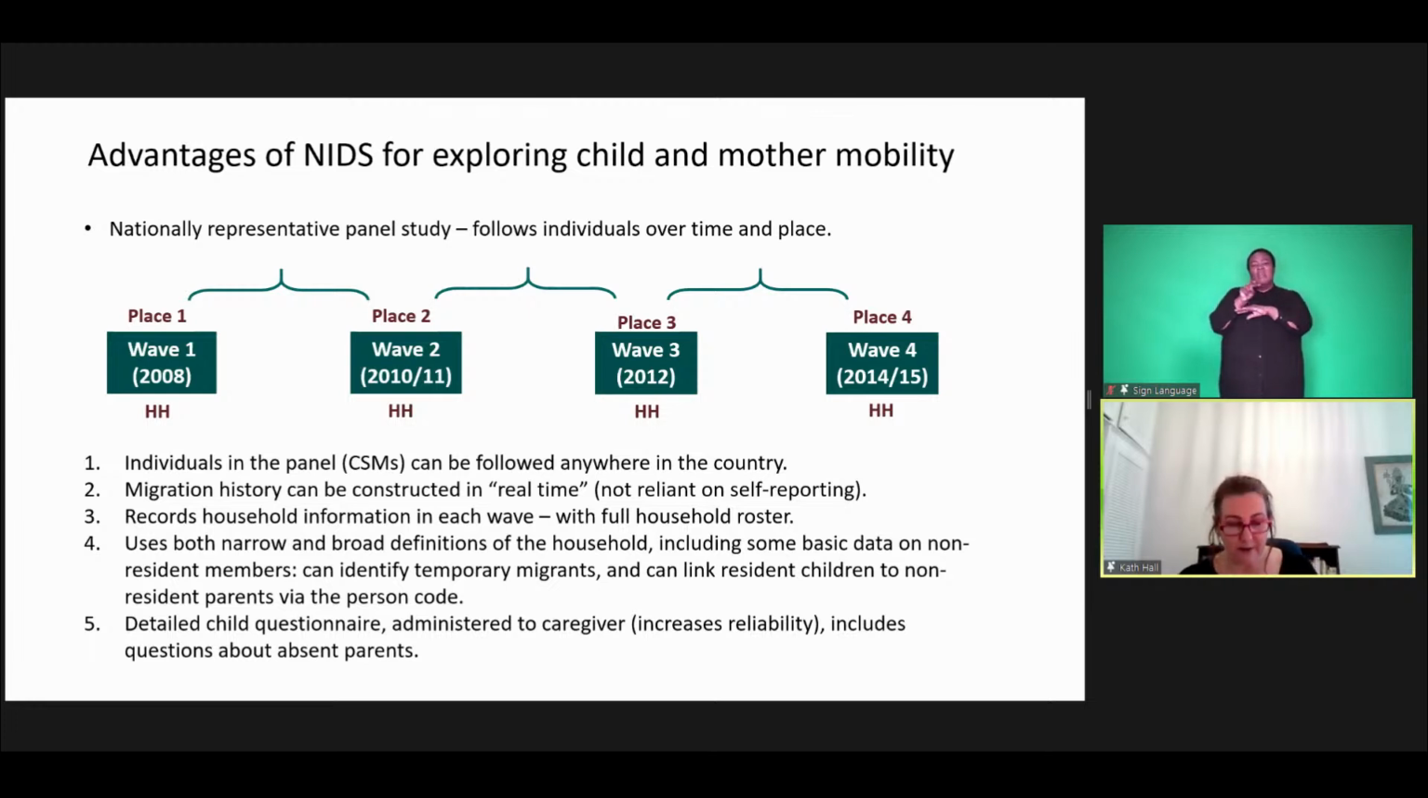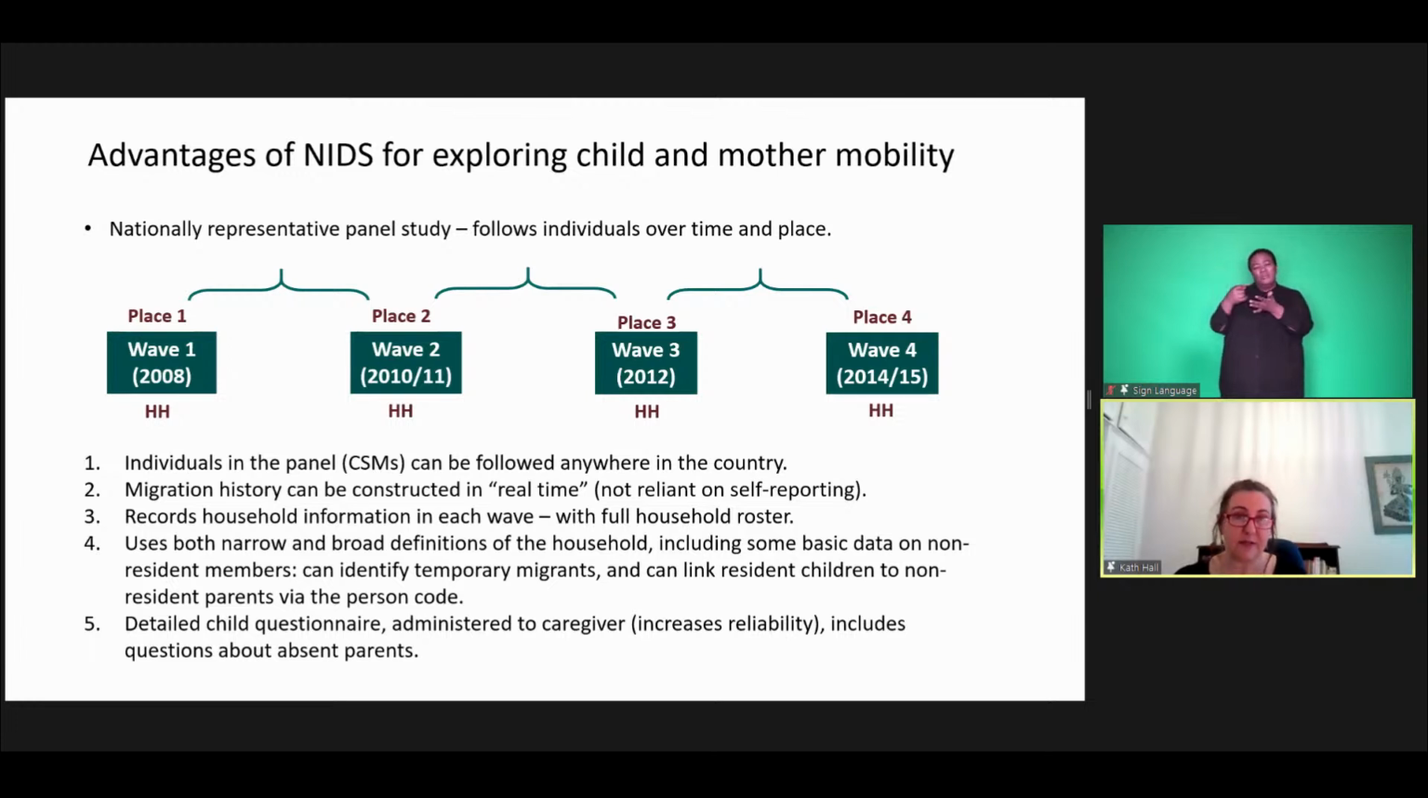Like the census and some other surveys, NIDS asks retrospective questions about migration and the place of previous residence, but because it also follows the panel over space and time, the migration history is built up over the life course of each individual in the panel. Thirdly, although NIDS is a panel of individuals rather than of households, it provides household level information in each wave, including a full household roster. So this allows one to characterize sending and receiving households.